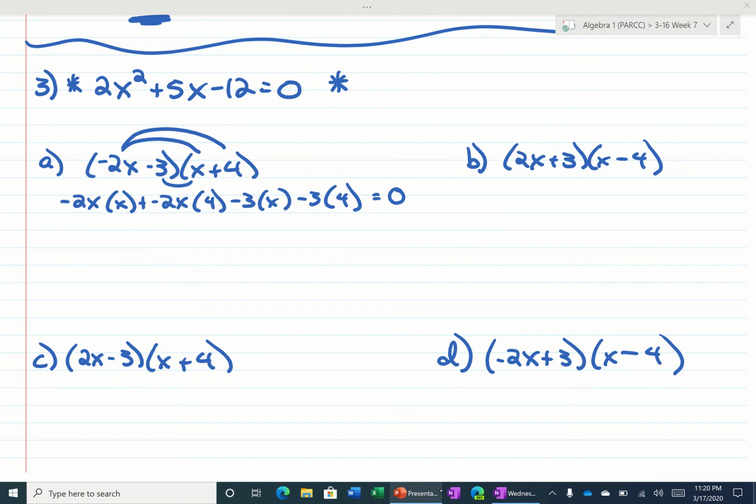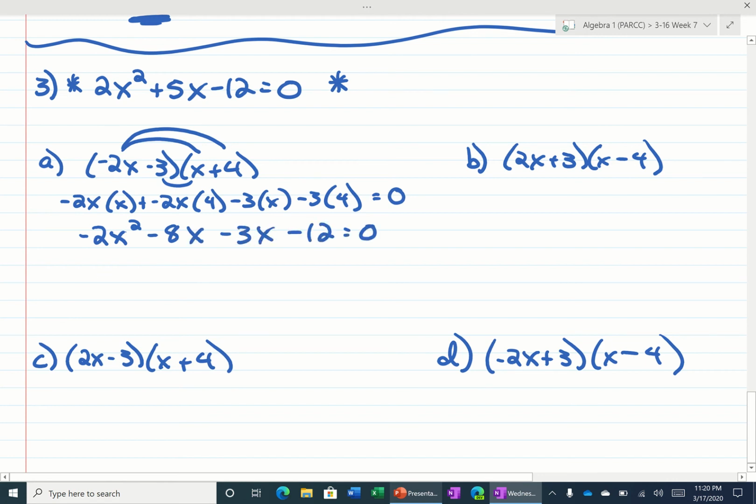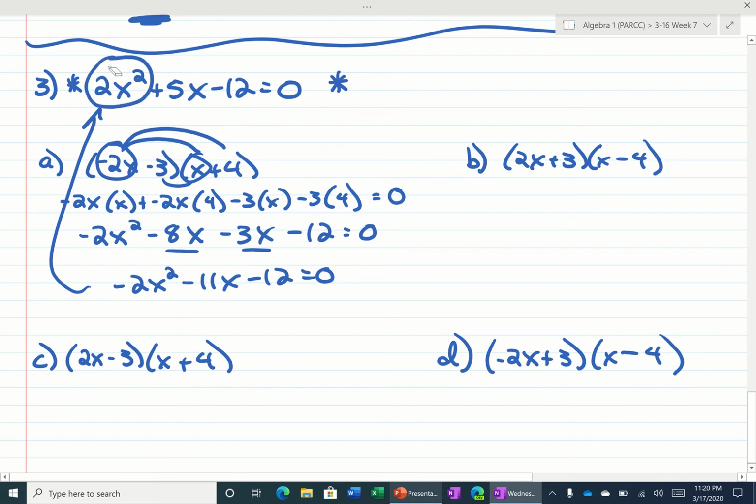So this first expression is going to be negative 2x squared minus 8x minus 3x minus 12 equals 0. Combining our like terms would be negative 2x squared minus 11x minus 12 equals 0, which is not the same thing. And actually, from the beginning, we would even know that. I don't know if you guys noticed, but the first term is always going to be this times this, and we have to get positive 2x squared. Well, negative 2x times x is definitely not going to be positive 2x squared. So A and D could not be answers.